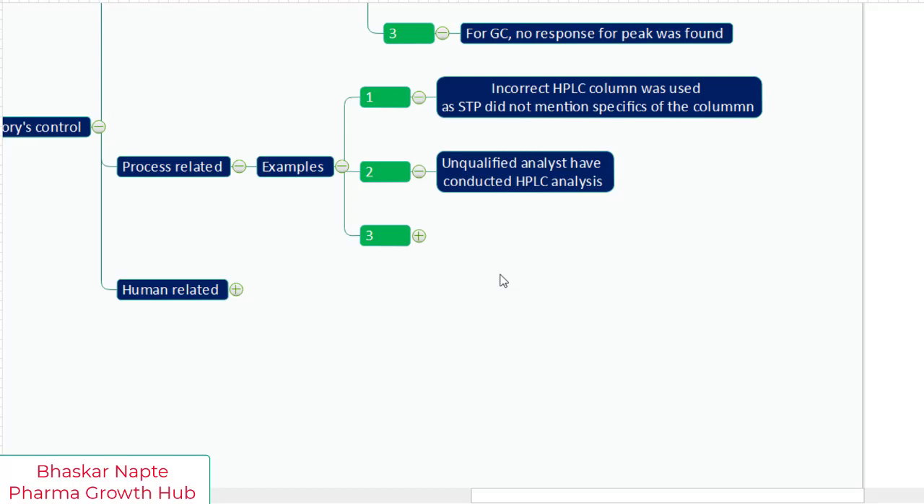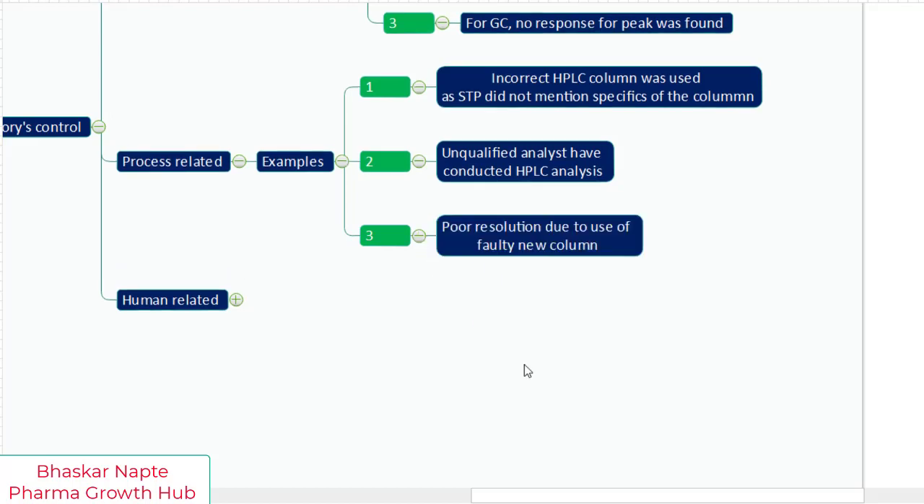The second example: unqualified analysts have conducted HPLC analysis. Now look, your lab has the HPLC systems, but there is no proper procedure in place. Who has to use HPLC? What is the qualification needed to use the HPLC? Those details are not specifically mentioned, or you do not have the process for analyst qualification. So for that reason, analysts have started the analysis because they know a little bit about HPLC analysis from their past role or past organization. And with that gut feel, he thought, okay, I can conduct the HPLC analysis. Understand the process part. Improve your analyst qualification processes.